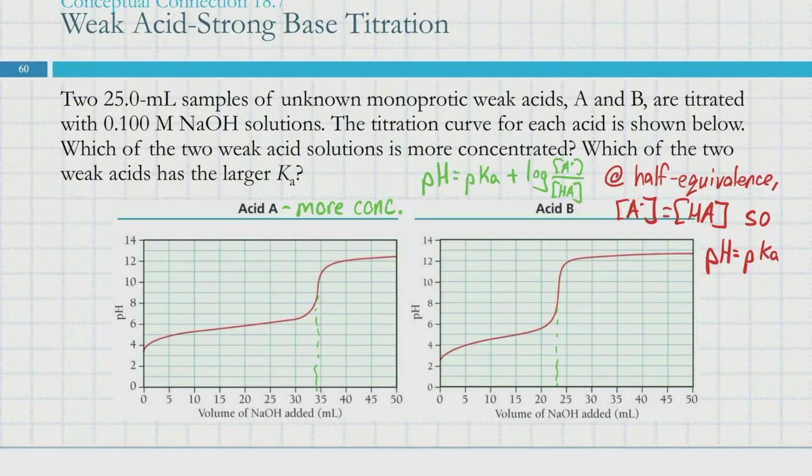And if our milliliters added at the equivalence point for acid B is around 24, then we would be looking at about 12. For our half equivalence point, for the 34-ish for acid A, we'd be looking at about 17-ish. So half equivalence points in red. And we would be trying to compare those two values.